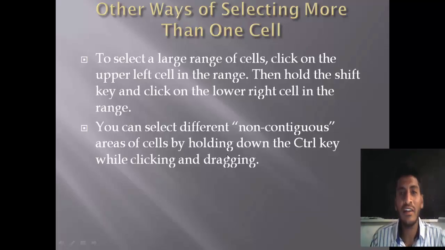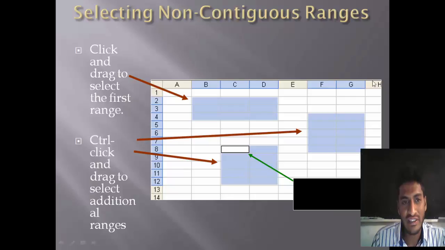Other ways of selecting more than one cell. To select a large range of cells, click on the upper left cell in the range, then hold the Shift key and click on the lower right cell in the range. You can select different non-contiguous areas of cells by holding the Control key while clicking and dragging. Select non-contiguous ranges: click and drag the cells to select the first range.